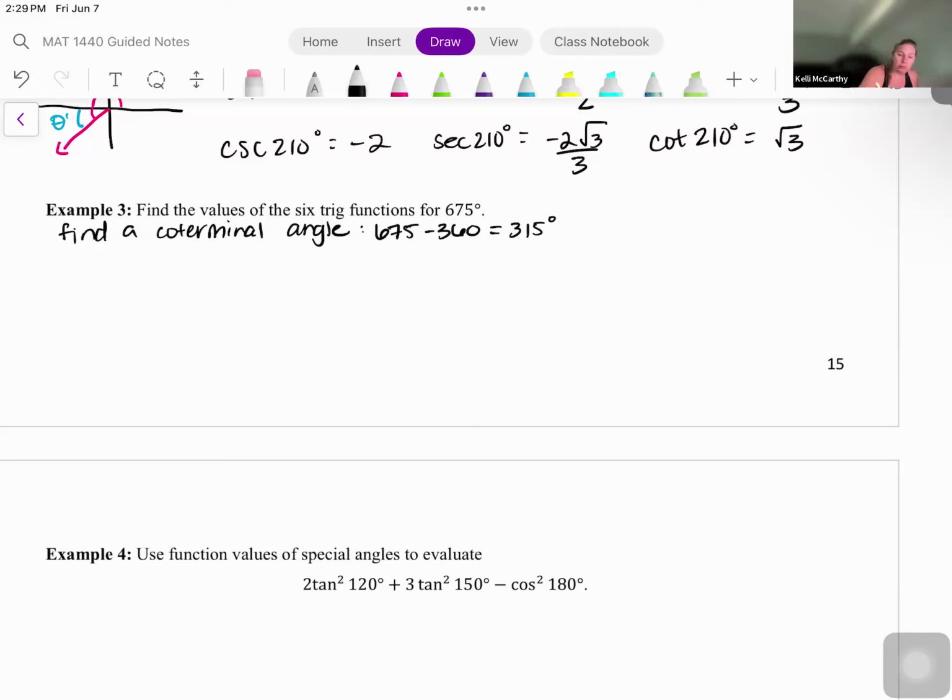Because it's coterminal, we know that all of our trig function values of 675 degrees are going to be equal to the trig functions for 315 degrees. So they're not the same angle measure, but we can use that replacement when evaluating trig functions.